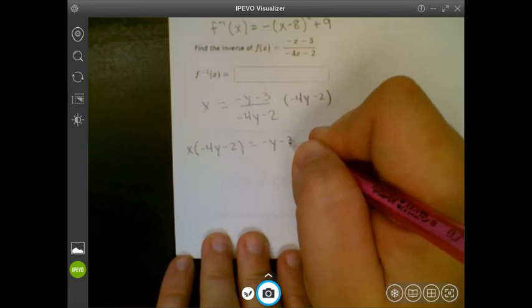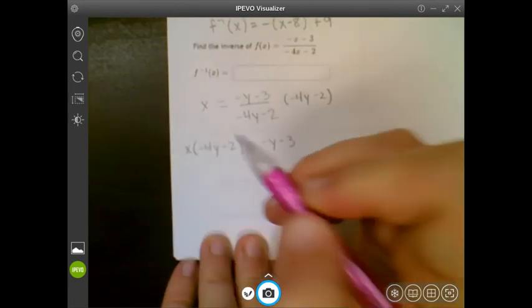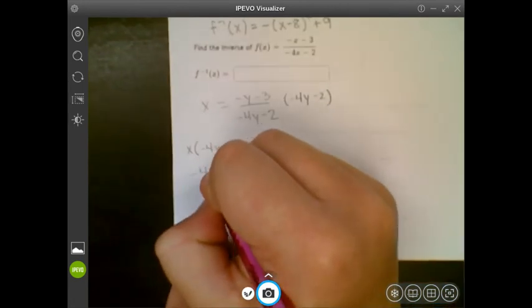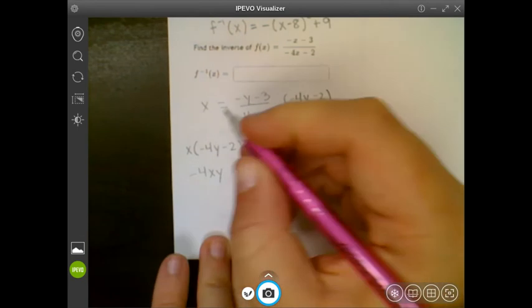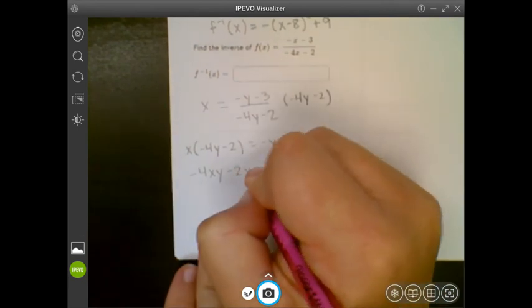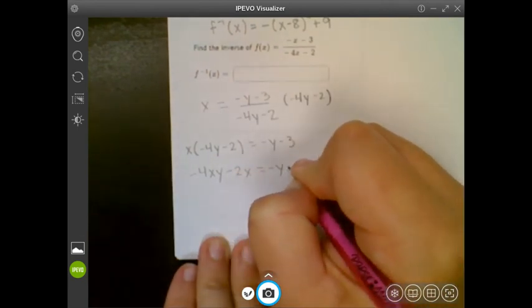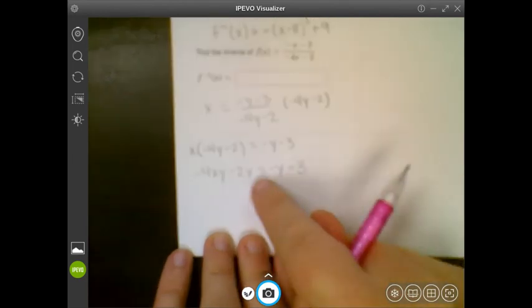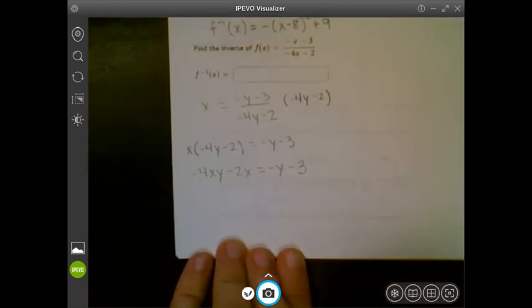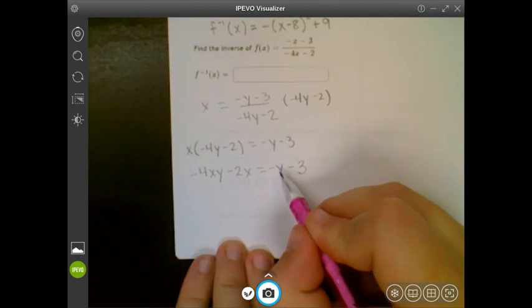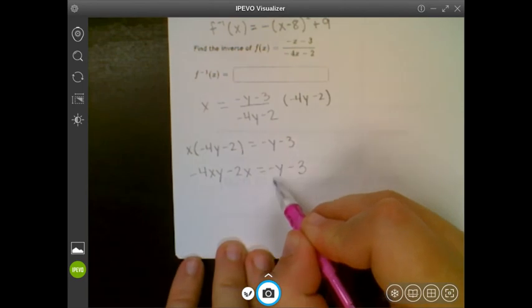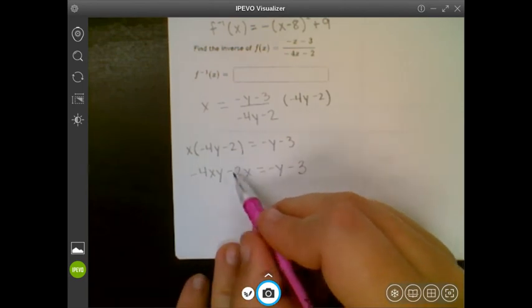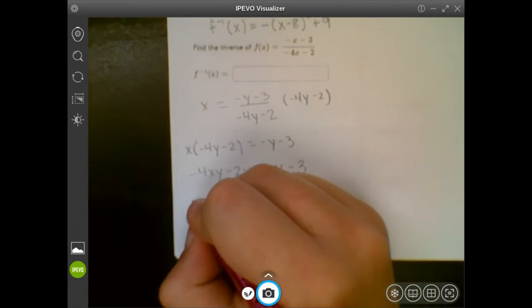So we're going to actually distribute this and get negative 4xy minus 2x. And now I just have a bunch of terms being added or subtracted. And so what we're going to do is take everything with a y and put it on one side and everything without a y and put it on the other side.